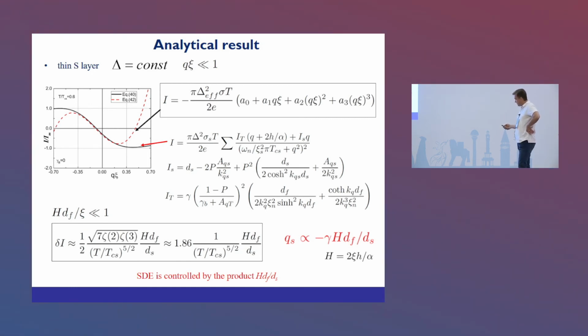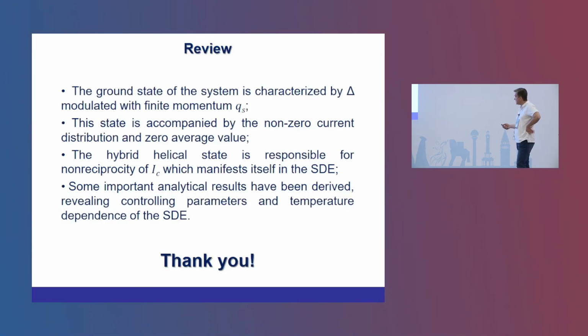So I'm coming to the end of my talk, and my review is that the ground state of the system is characterized by a superconducting order parameter modulated with finite momentum Qs. This state is accompanied by a non-zero current distribution with zero average value. And this state is responsible for non-reciprocity of critical current, which manifests itself in the superconducting diode effect. And also some important analytical results were derived. So again, thank you very much for your attention.